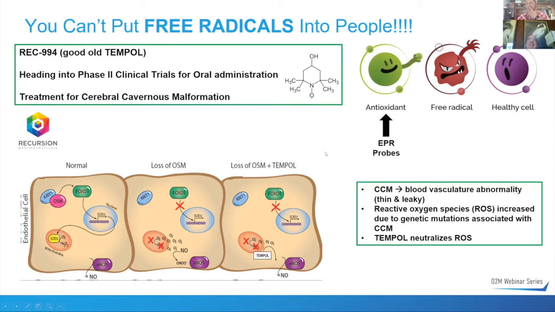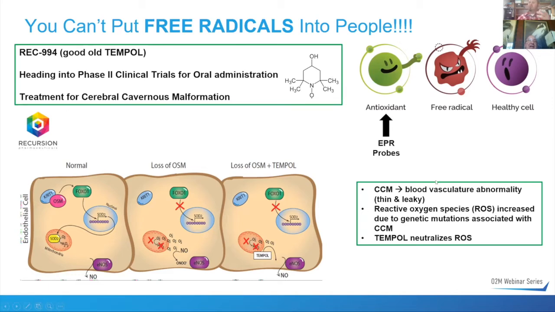And in fact, this is our old friend Tempol, one of the oldest nitroxide radicals, currently heading into phase 2 clinical trials for oral administration as a treatment for cerebral cavernous malformation. So this is being driven by a company which I have no stake in, Recursion. They're in Salt Lake City, I believe, in Utah. But I have been watching them because this REC-994, which is Tempol, was one of their first drug molecules identified and given orphan drug status for use in this CCM.